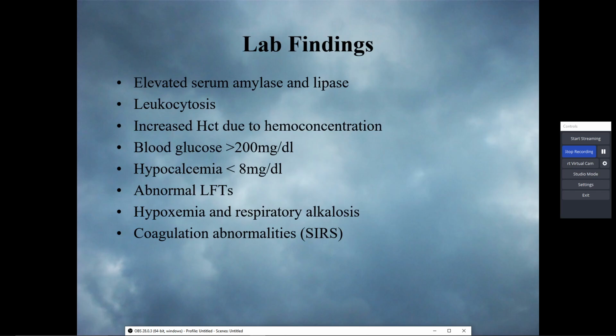Lab findings. What are we going to see? 1 and 2. Amylase lipase elevation. Boom, boom. Amylase lipase elevation is very common in pancreatitis. Leukocytosis. Increased hematocrit due to hemoconcentration due to dehydration. Blood glucose above 200 milligrams a deciliter. Hypocalcemia below 8 milligrams a deciliter. Abnormal LFTs are possible, not always guaranteed. Hypoxemia and respiratory alkalosis. And lastly, SIRS, systemic inflammatory response syndrome, resulting in coagulopathies.